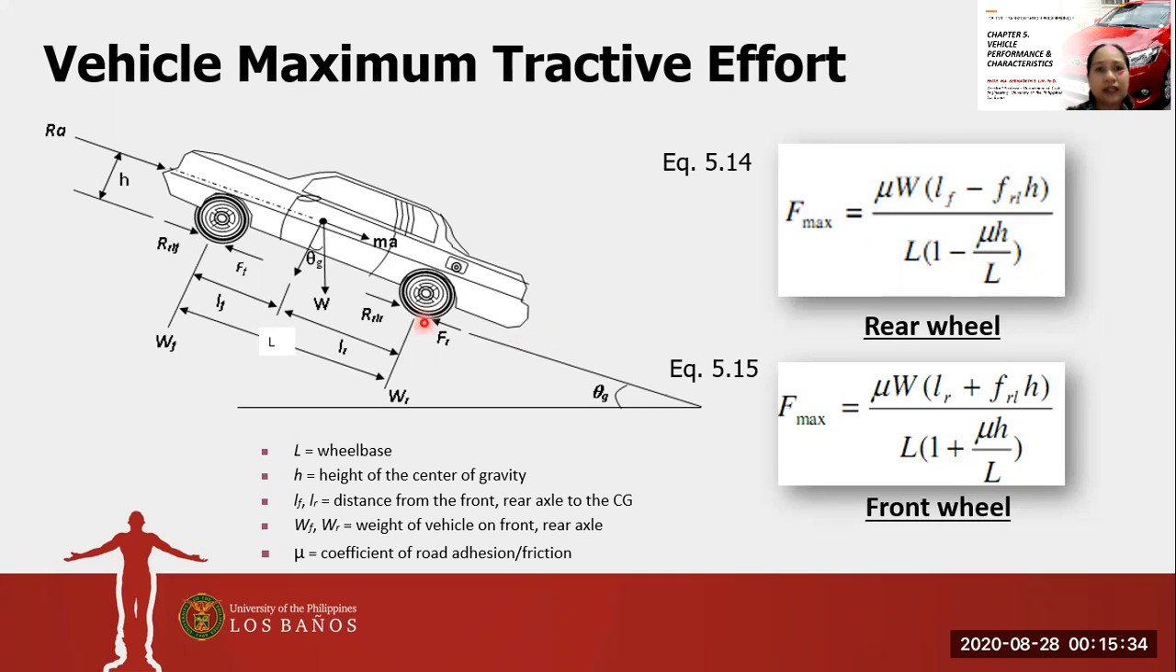Now, if we take summation of forces at this point, then we will derive the formula for WF for the front wheel. So this is it. Take note of the difference of these two equations: this is LR, this is LF, and the sign here as well. Plus here, we have minus here. So please take note of these formulas in determining the maximum tractive effort at the rear wheel and the front wheel.